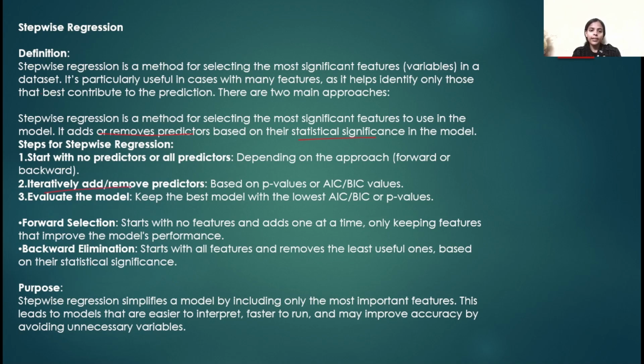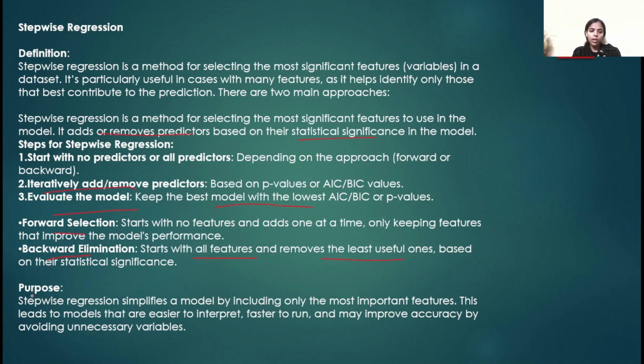Second is iteratively add or remove predictors, based on p-value or AIC, BIC value. Third is evaluate the model. Keep the best model with the lowest AIC, BIC or p-value. Here there are two methods: forward selection and backward elimination. Forward selection starts with no features and then adds one at a time. Backward elimination starts with all features and removes the least useful ones.